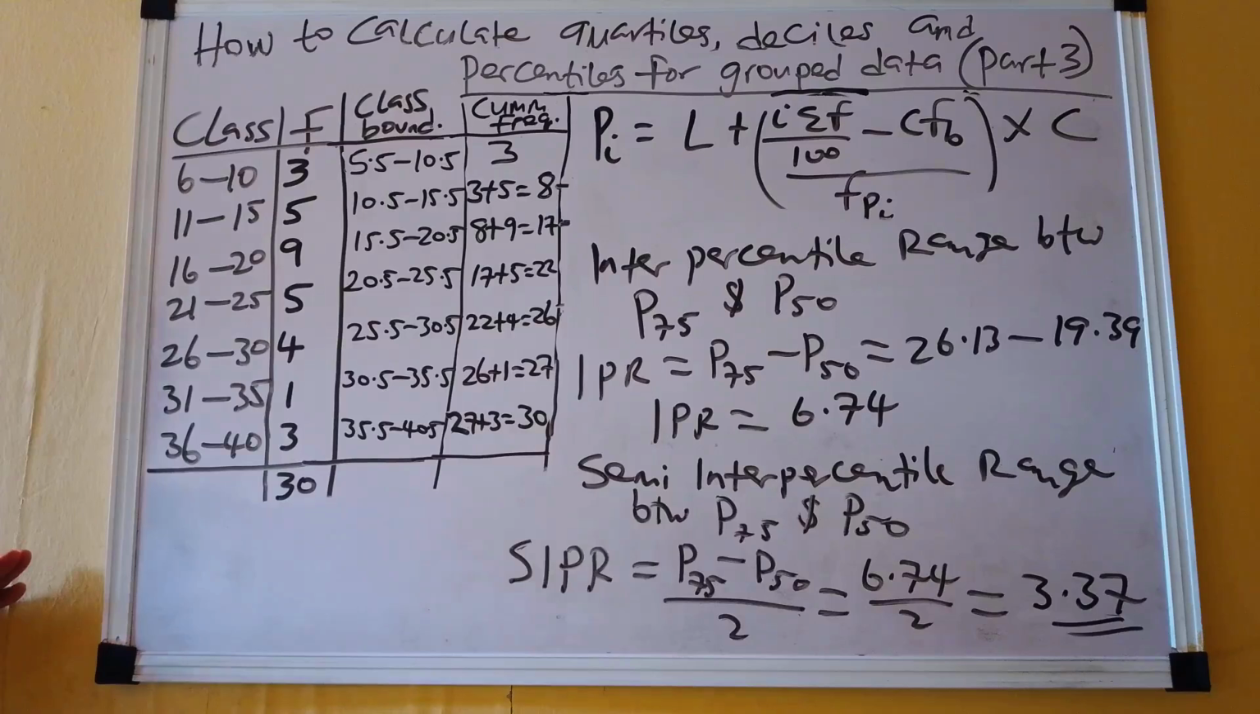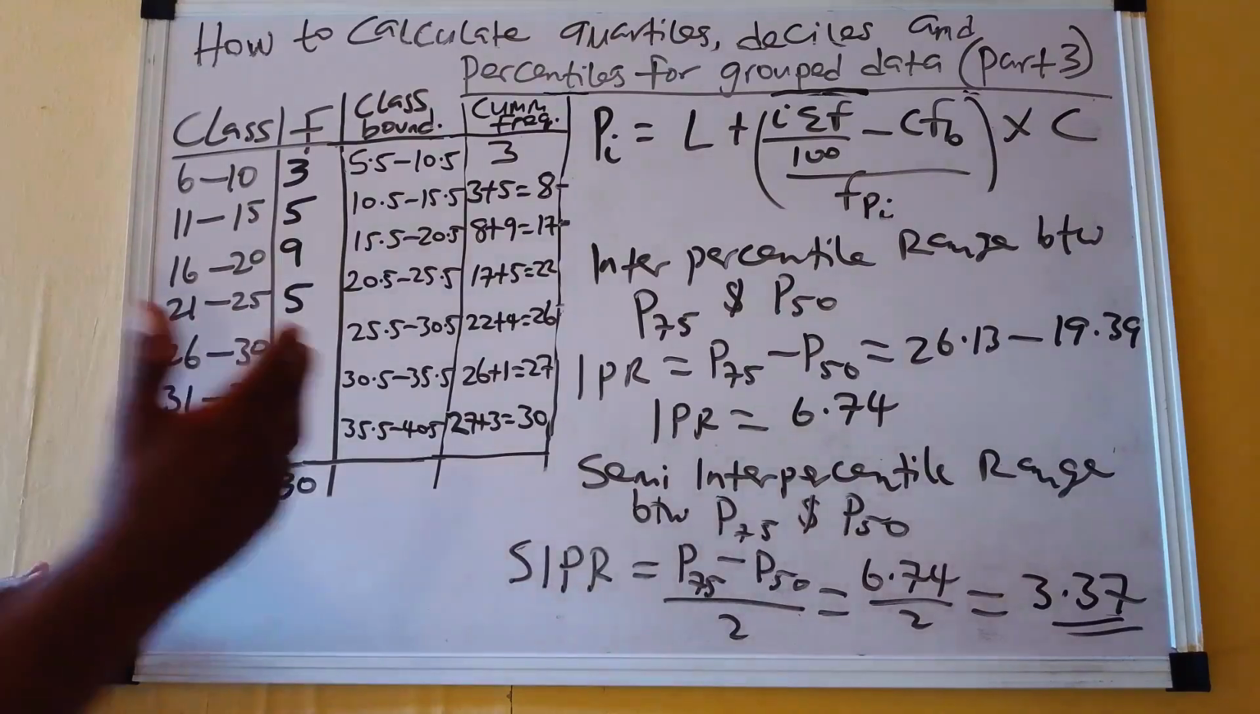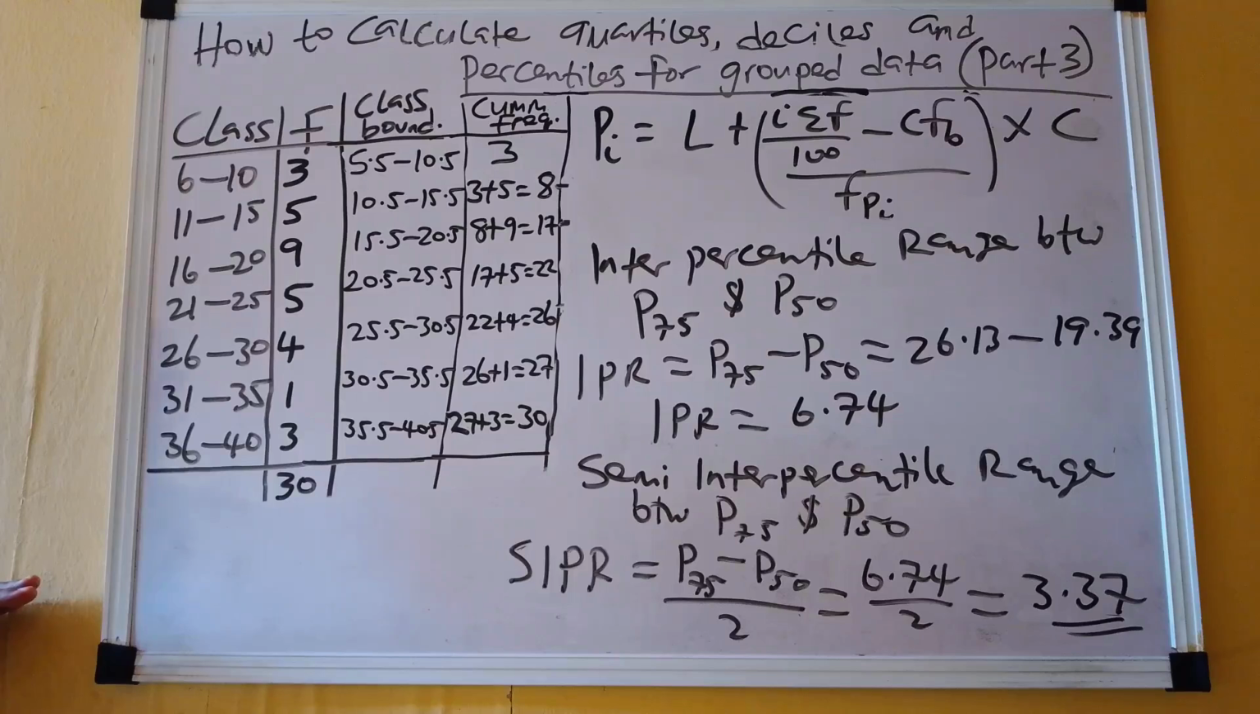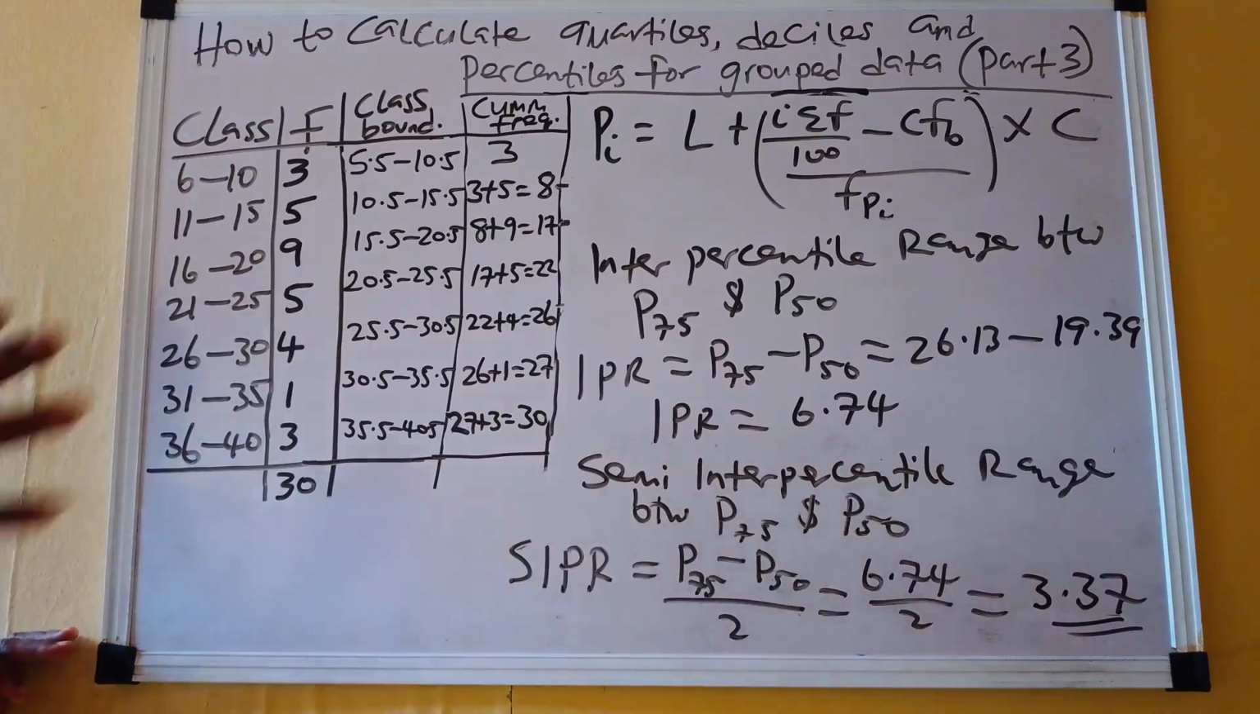So we have looked at the quartiles, the deciles, and the percentiles for grouped data. We looked at the interquartile range, semi-interquartile range, interdecile range between two values, and semi-interdecile range, and interpercentile range and semi-interpercentile range between two values. So we have done this, and I believe you have gotten a wider knowledge on quartiles, deciles, and percentiles for grouped and ungrouped data. This is for group data.